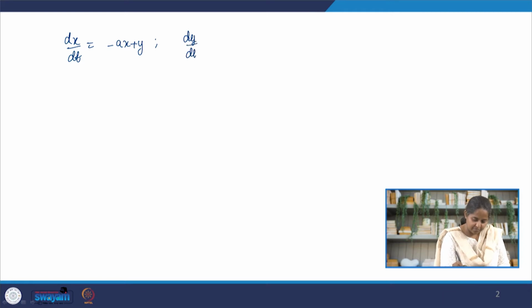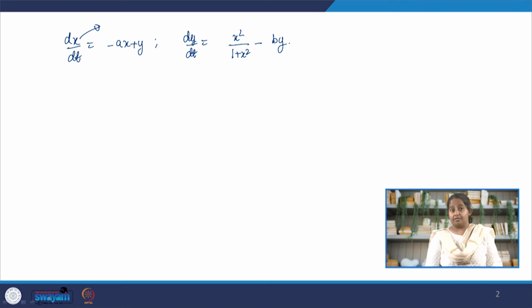So this is our model. This is a non-dimensionalized model. Remember that x is not exactly equal to, but represents, the level of protein, and y represents the level of mRNA.